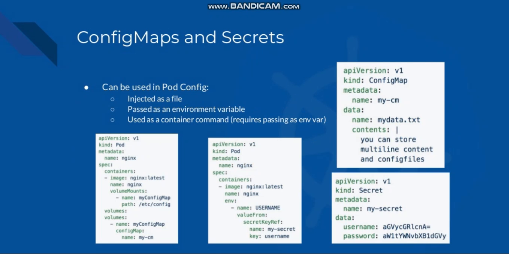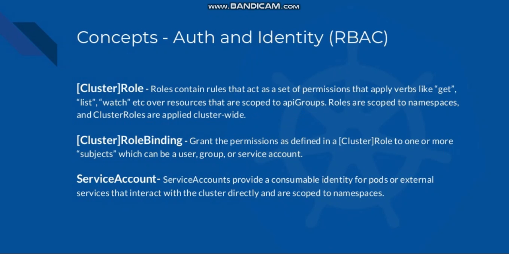So ConfigMap and Secret we can see here. I have pasted them here. They can be used in pod config, injected as a file, passed as an environment variable, or used as a container command. So you can see these are the YAML files on the screen of ConfigMap and Secret.